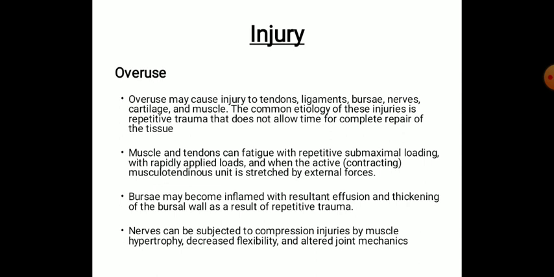That fatigue can result in some kind of injury. Overuse may cause injury to tendons, ligaments, bursa, nerves, cartilage, and muscle. The common etiology of these injuries is repetitive trauma that does not allow time for complete repair of tissue. The best example is that whenever we play football, if you have some ankle sprain, we may take rest for 1 or 2 days. Once the pain reduces, we might think that the injury healed. So again, we will be going for the game.